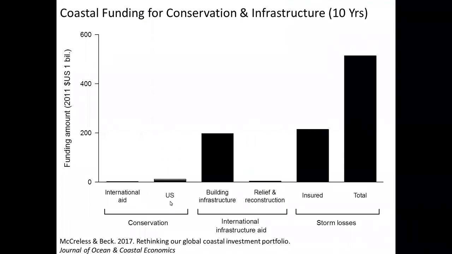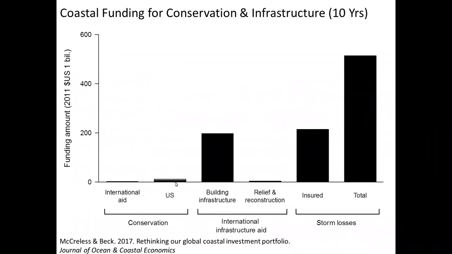This graphic here explains a lot about why we're doing this work. We recently compiled the evidence on what kind of coastal funding went into natural or green infrastructure conservation. Those are the bars over here on the left, both in terms of international aid and U.S. agencies funding things like coastal habitat restoration for resilience. It amounts to a few billions of dollars over a 10-year period. Then we looked at some of the spending that goes into gray infrastructure, whether that's infrastructure aid, relief and reconstruction, or in particular, the funds after storms, either the insured, that's the private funds, or the rest of this total bar, which is public funds, almost all of which goes into gray infrastructure, gray defenses and the like on our coastlines.